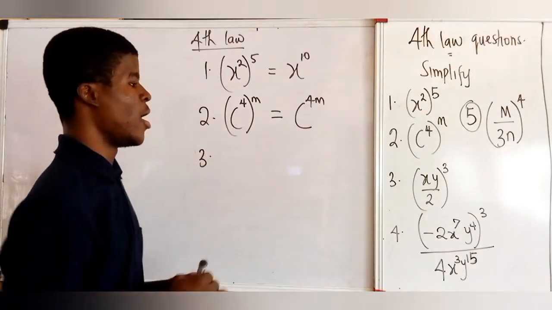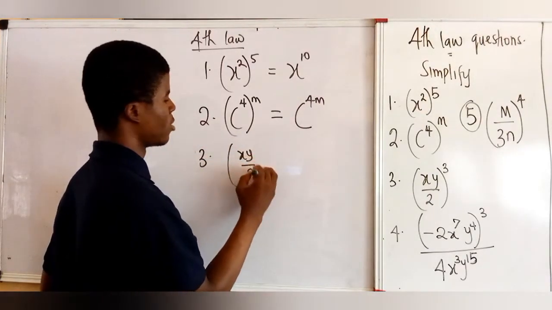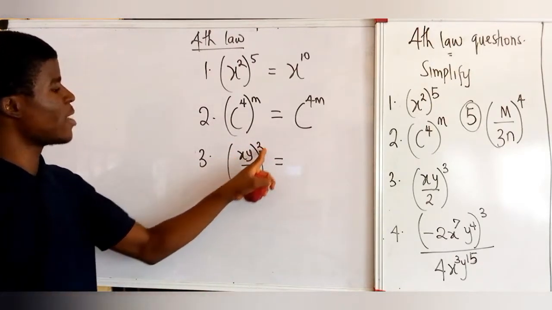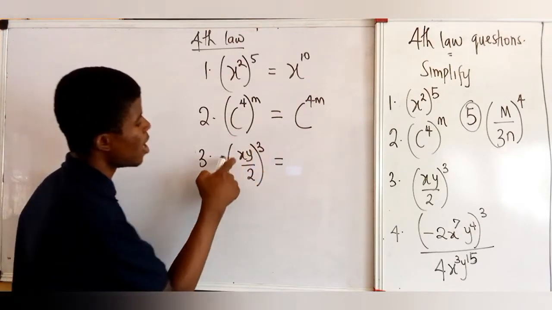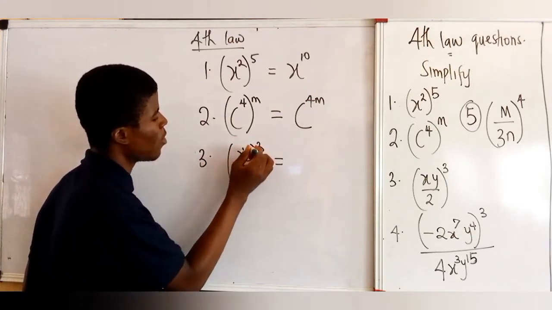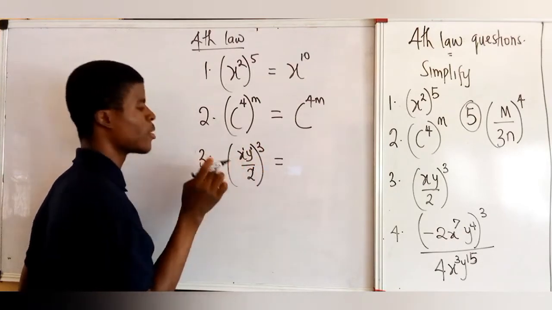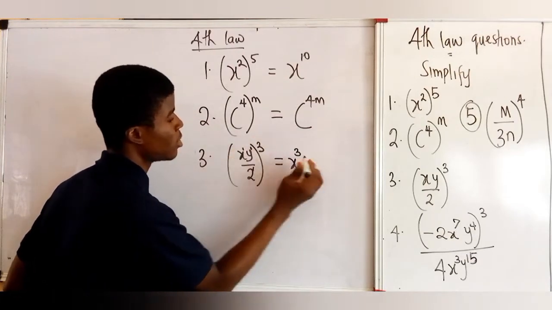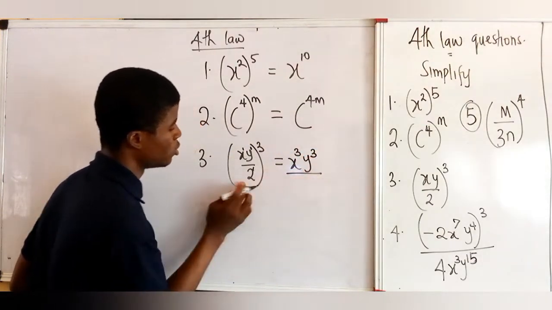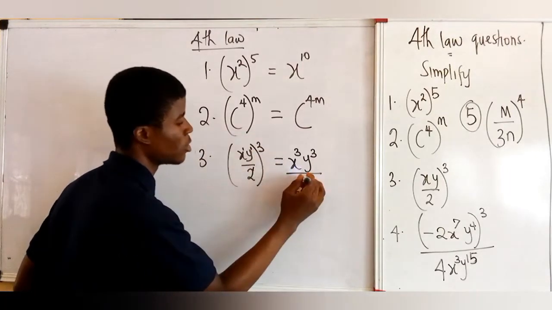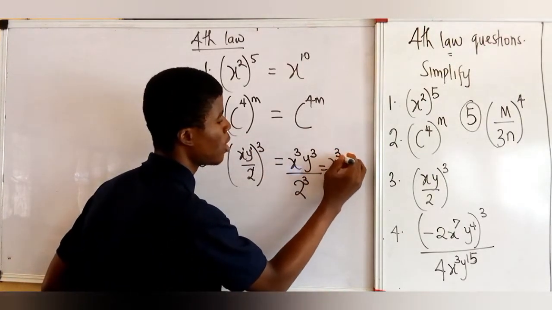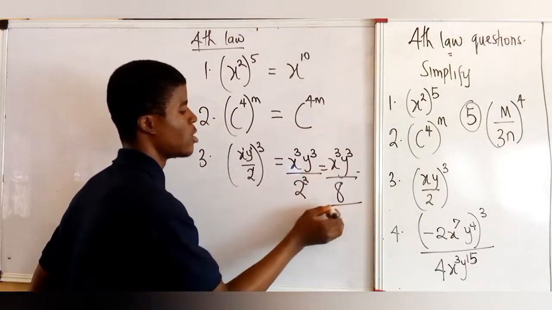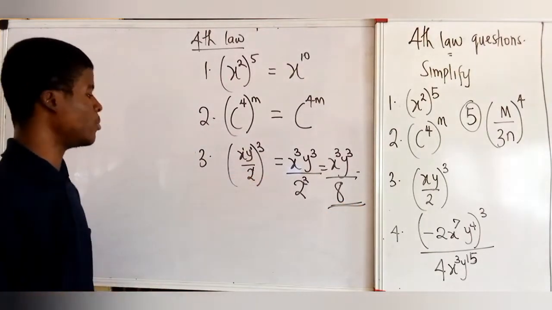Question 3. xy over 2 all to the power of 3. Now, each of these terms will be affected by this power 3. So I have x, the power here is 1, the power here is 1, the power of 2 here is also 1. So 1 times 3 is 3, x cubed. 1 times 3 is 3, y cubed. And 2 over 1 times 3 is also what? 3. So this is x cubed, y cubed over what? 2 to the power of 3 is 8. So this is the solution to this problem.